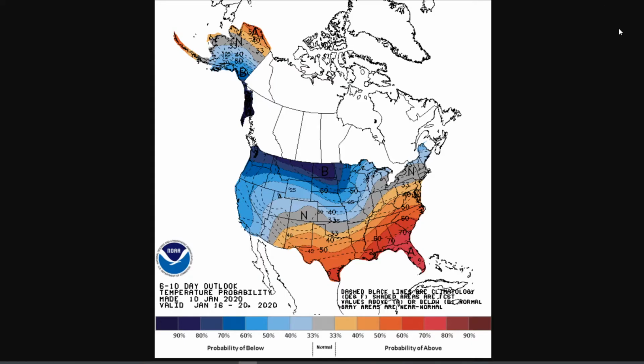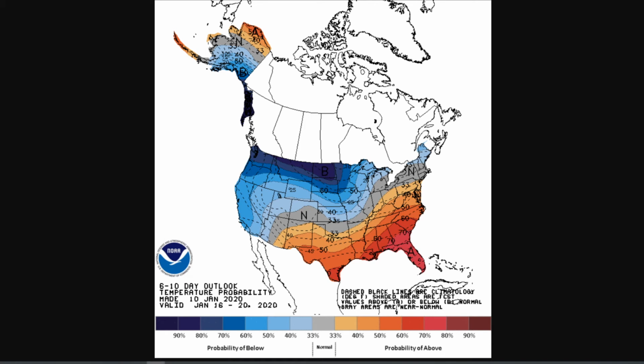Now, here is the 6 to 10 day outlook, and this is made by NOAA, so these are actually pretty good. The 6 to 10 day outlook and the 8 to 14 day outlook, they're both pretty good. The Climate Prediction Center does a pretty good job with this forecast. They are fairly accurate. The 3 to 4 week outlook is a little bit more uncertain, but they still are fairly accurate with that.